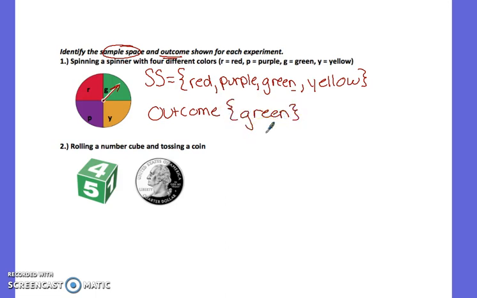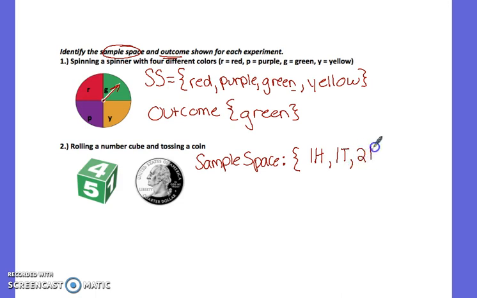Now here, rolling a number cube and tossing a coin. Your sample space is going to be a lot bigger. I'm going to start with an open bracket, but I'm not going to close it till the end. Think about it. If you roll the dice, you could land on a 1, and also at the same time you flipped your coin, it could have landed on heads.